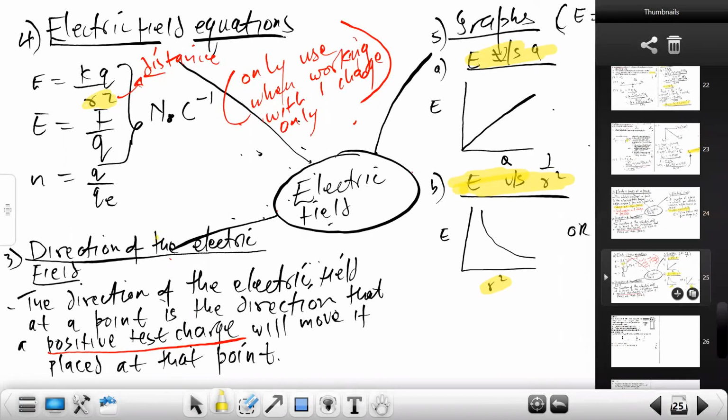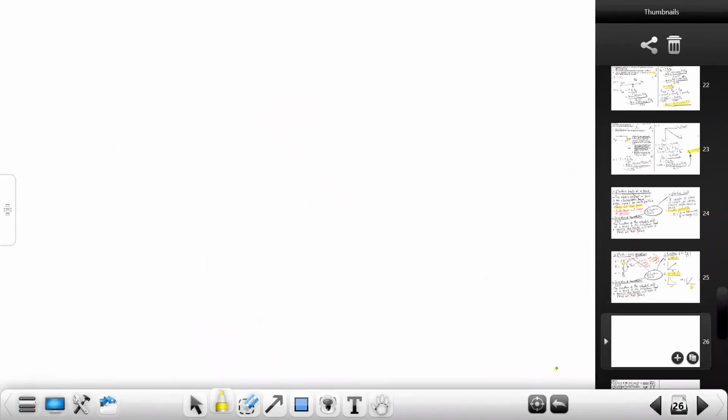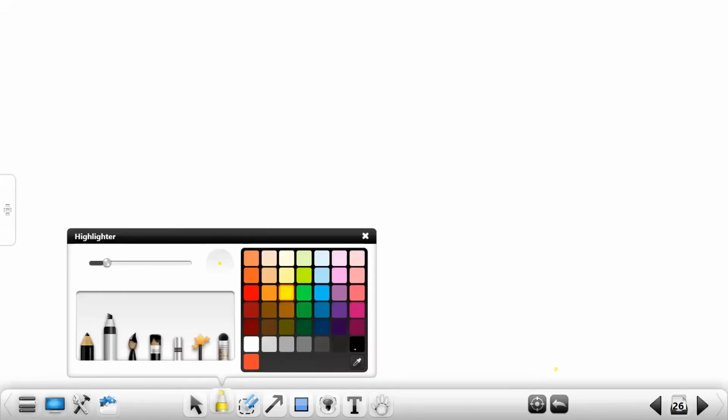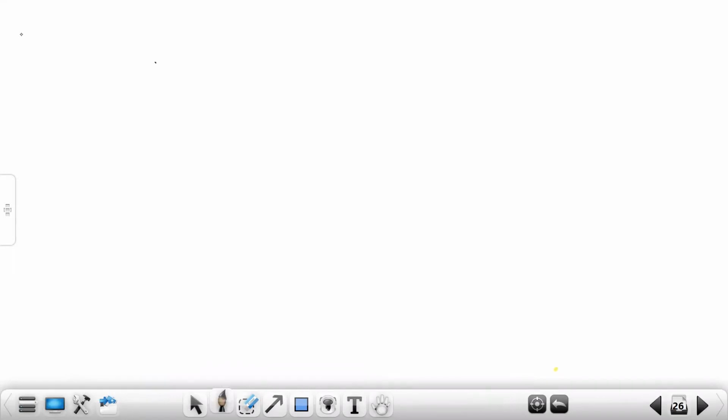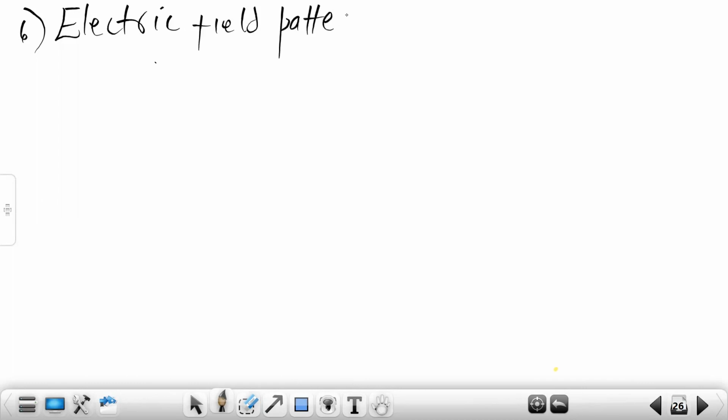So I'm going to add another slide. I don't want to copy this, I just want to add, then I will be in a position of starting something fresh. That is now number 6. So at number 6, it's electric field patterns. With electric field patterns, be on the lookout for something that we need to know.